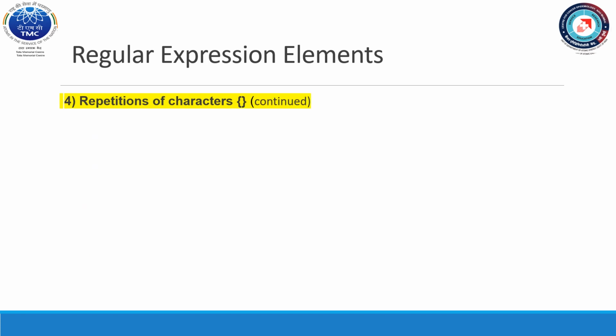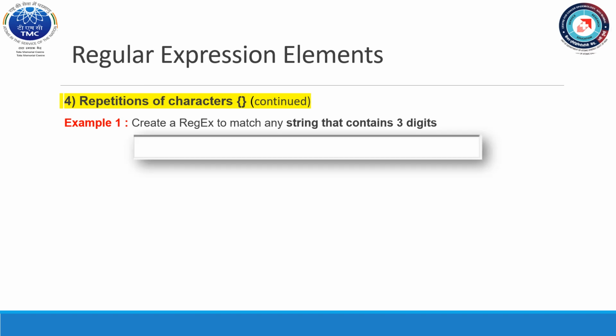Let's see some examples on repetitions of characters. Create a regular expression to match any string that contains 3 digits. Now you know how to quantify a certain number and your regular expression gets shorter: \d{3}.